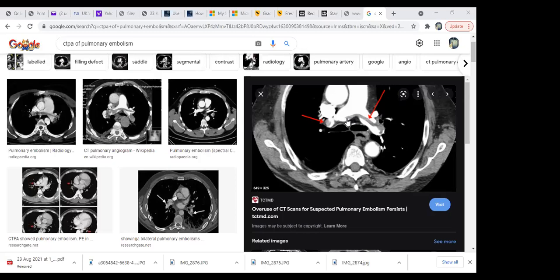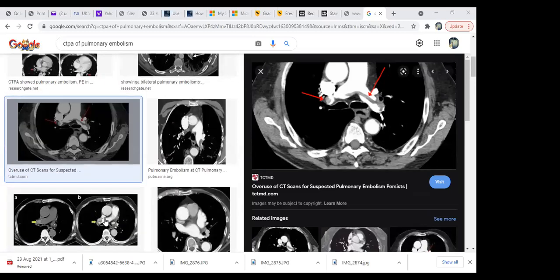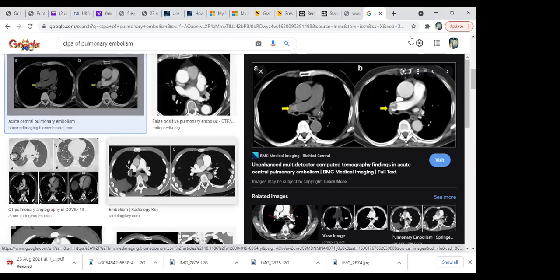Okay, so that is how your CTPA would usually look. You can go to Google, you'll find a lot of pictures that will give you indication of a filling defect. You can see that in this one, the dye has gone all the way here, but when it gets here, there's a filling defect. Okay, as you can see, then it tells you that, okay, there's an embolus. With the patient's presentation, you can make that diagnosis.